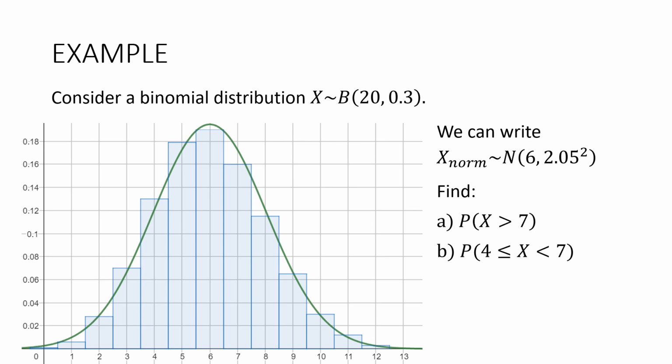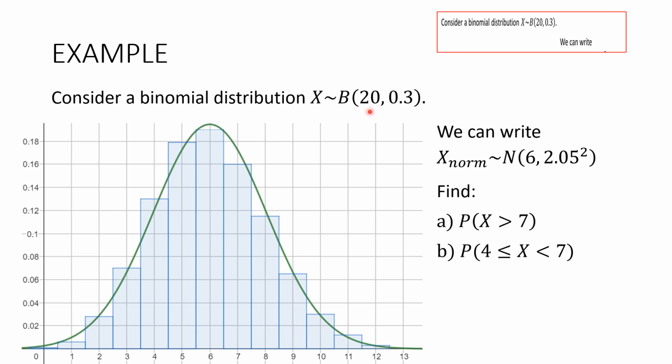Now, just think about it for a second. If we wanted to answer this question here, what's the probability we have greater than 7 successes? We'd have to use this formula if we were doing the binomial distribution. We'd have to calculate the probability of 8 successes, then 9 successes and 10.